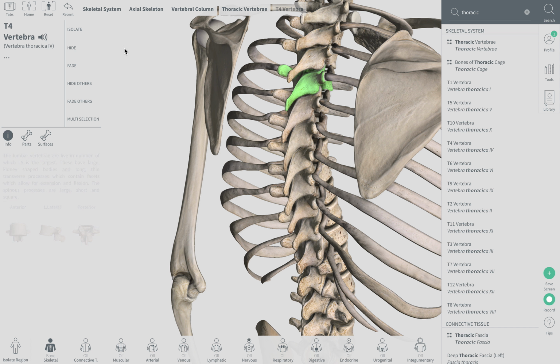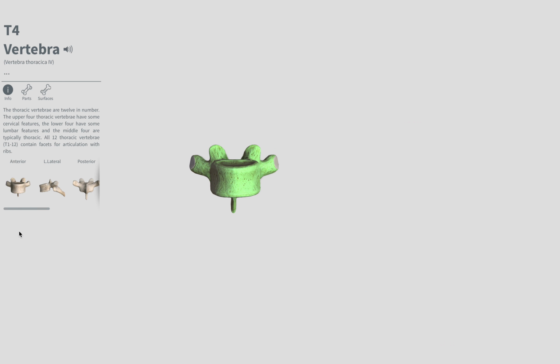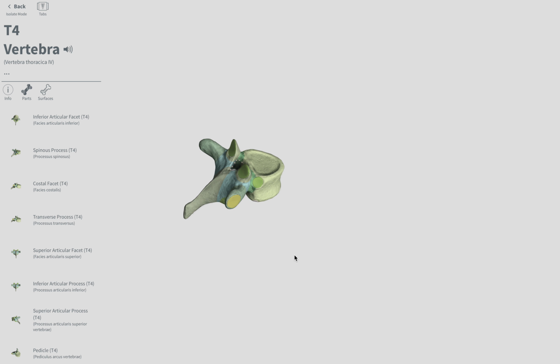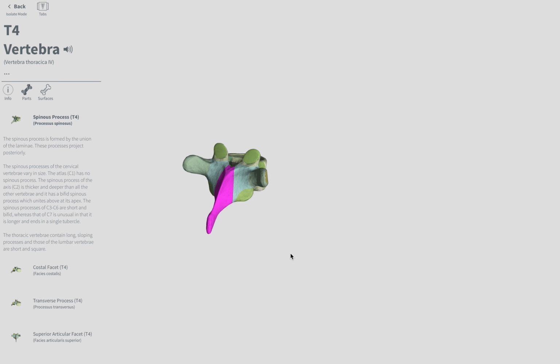So let's just select a random one. Looks like we're looking at T4. And let's look at some of the parts. So the spinous process, again, it's the segment that sticks out. Remember, processes are kind of just parts that stick out of bones or out of parts. So here's a lateral aspect. Over here is anterior. Here's posterior. And recall that the thoracic vertebrae have spinous processes that kind of are angled downward.